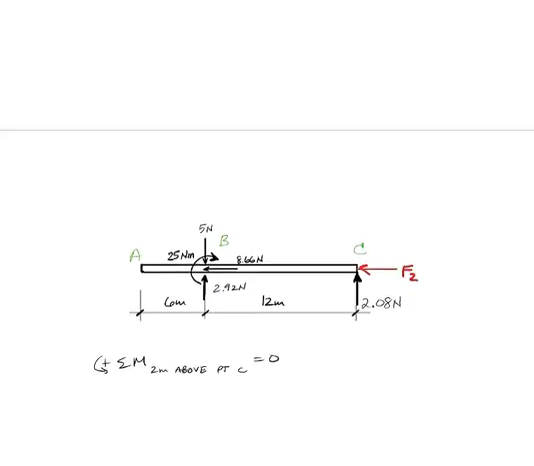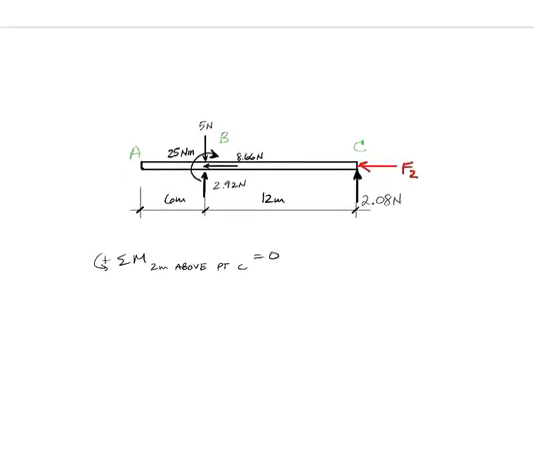So if we continue now, we've turned another arrow black. And now instead of summing forces in the X direction to solve for F2, just for demonstration purposes, I'm going to sum moments 2 meters above point C. So I'm just going to create a point right here, and that point is going to be 2 meters.